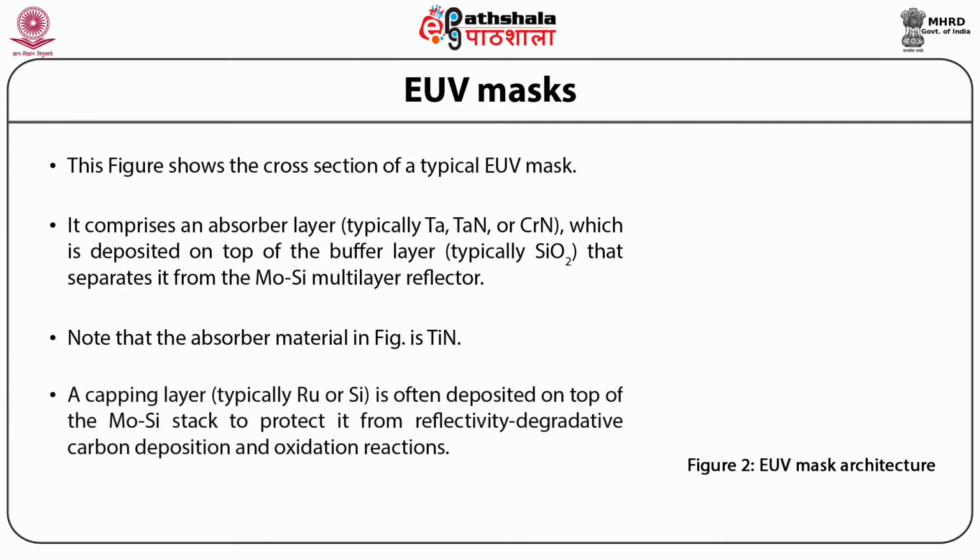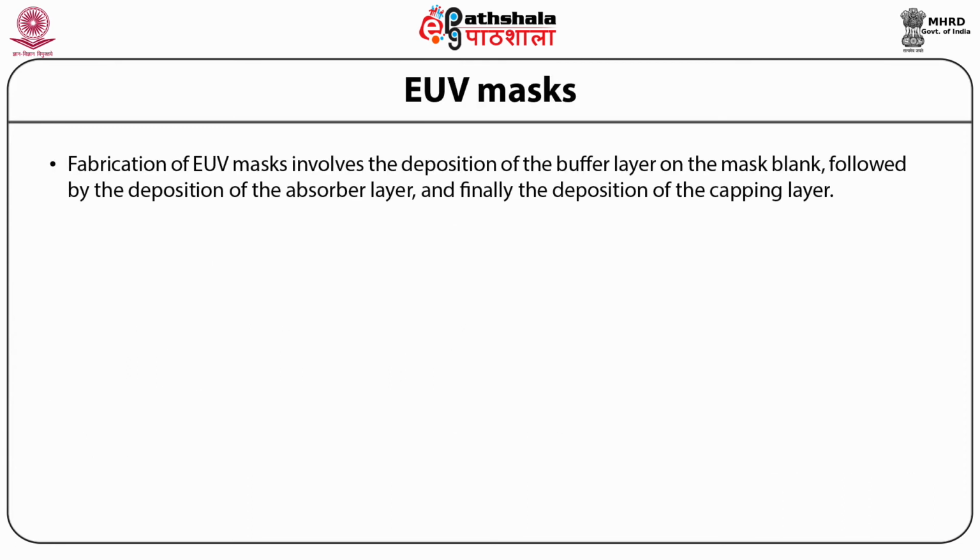So, a capping layer, which is typically of silicon, is often deposited on top of the MoSi stack to protect it from reflectivity degradative carbon deposition, and oxidation reactions. So, fabrication of the EUV mask involves the deposition of the buffer layer on the mask blank, followed by the deposition of the absorber layer, and finally we deposit the capping layer.